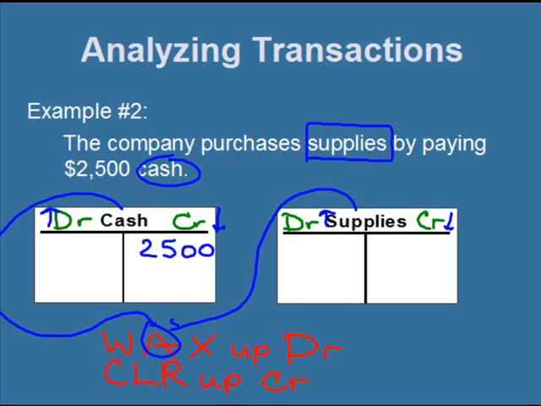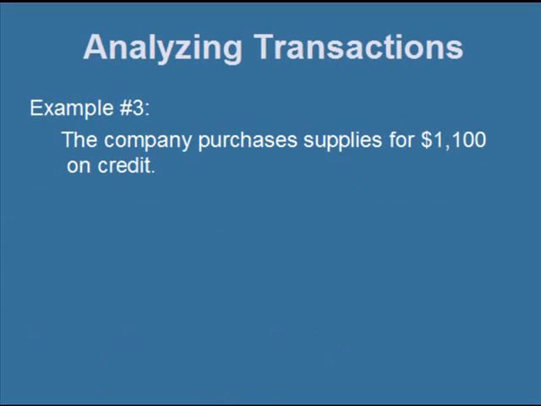With supplies, the company is purchasing supplies, so they have more supplies than they had before. So the supplies account is going up. And we're going to put that $2,500 on the debit side of the T account. Remember that every transaction has to have debits and credits that are equal. In this third example, the company is purchasing supplies for $1,100 on credit.